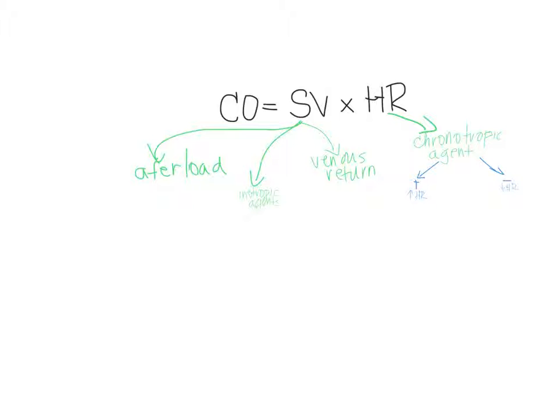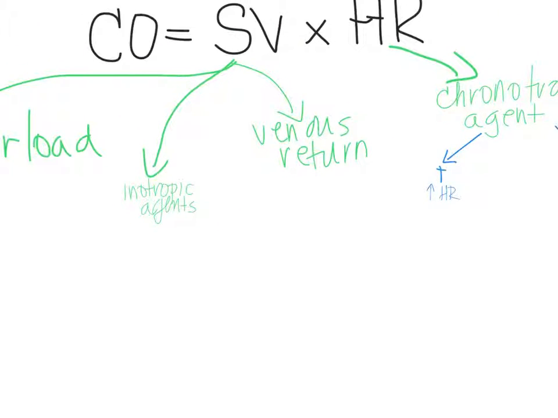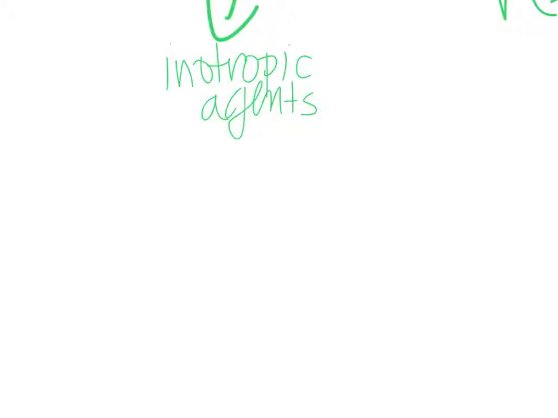Afterload in general is going to mean resistance of the blood entering the vessels, and then the inotropic agents are going to be chemicals, kind of, different factors, not only chemicals. The inotropic agents, just like with the chronotropic agents for the heart rate that we saw, are positive and negative. Inotropic agents also can be positive and negative, okay?